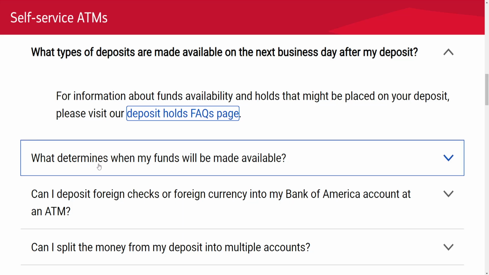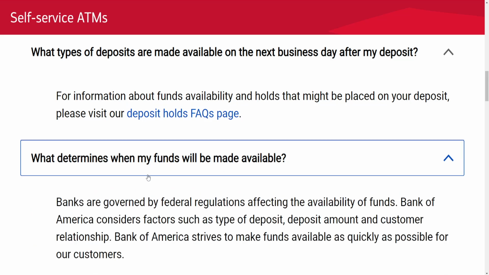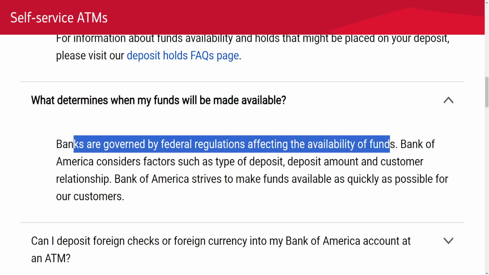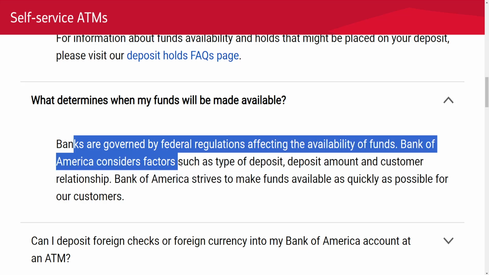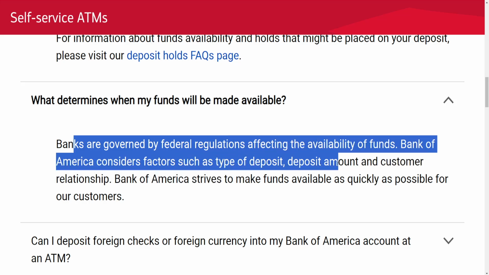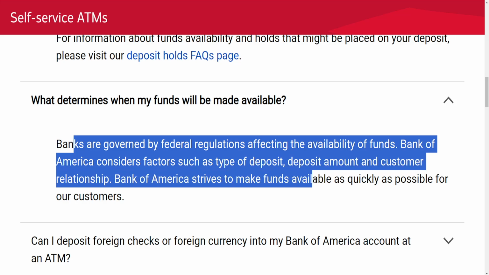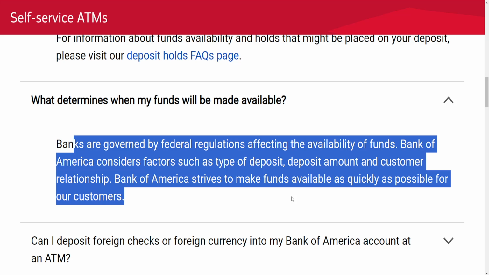And what determines when my funds will be made available? Banks are governed by federal regulations affecting the availability of funds. Bank of America considers factors such as type of deposit, deposit amount, and customer relationship. Bank of America strives to make funds available as quickly as possible for our customers.